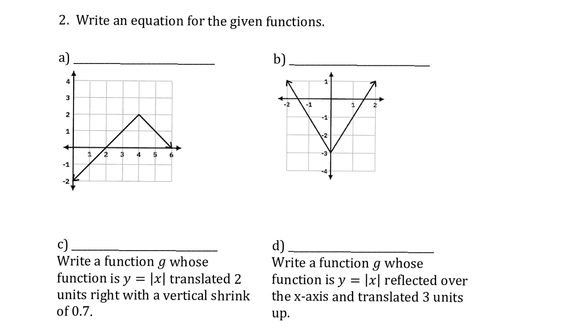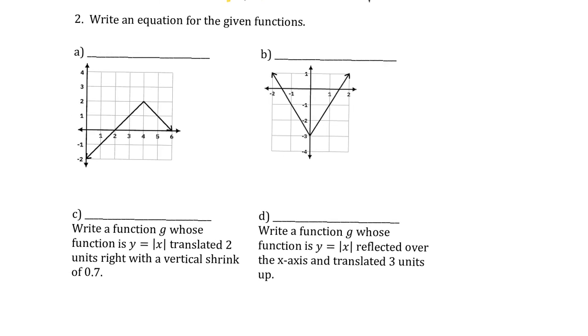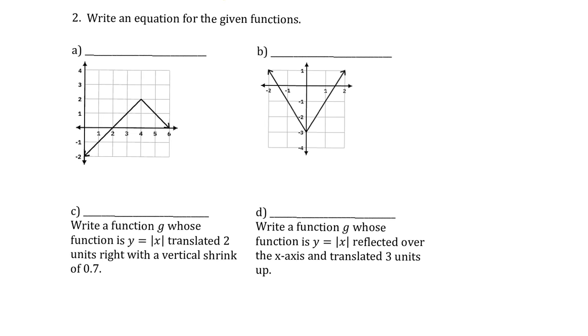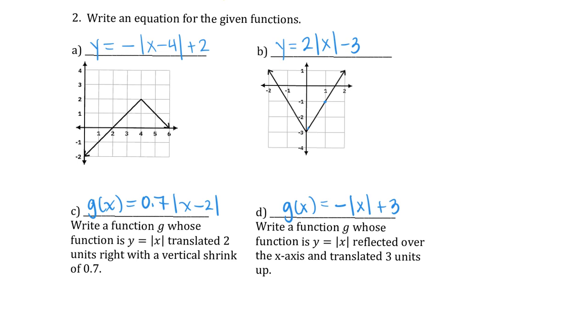Okay, for 2, you're going to write an equation for the given functions. Again, just pause the video real quick and try them. And then unpause to check your answers. Okay, go ahead and check your answers with mine. For A and B, I did not say what to name my new function, so I just said y equals. Y equals, it's opening down, so I put a negative. It went right 4, up 2, and it's a V shape, so it's absolute value. Okay, for B, it went down 3, so I have the minus 3. It's going right 1, up 2, so I gave it a stretch of 2, but it is opening up.